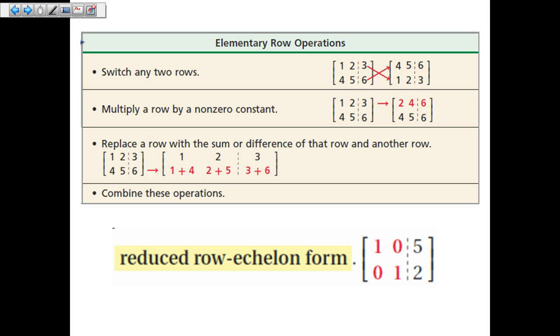Now, our goal is what's referred to as the reduced row echelon form. You'll notice that it has the identity matrix and then the column of constants. Now the top row, 1, 0, and then the 5, means that x equals 5. The bottom row, 0, 1, and then the 2, means that y equals 2. So we get it to this reduced row echelon form, and we can just read off our answer, 5, 2, for this system of equations.